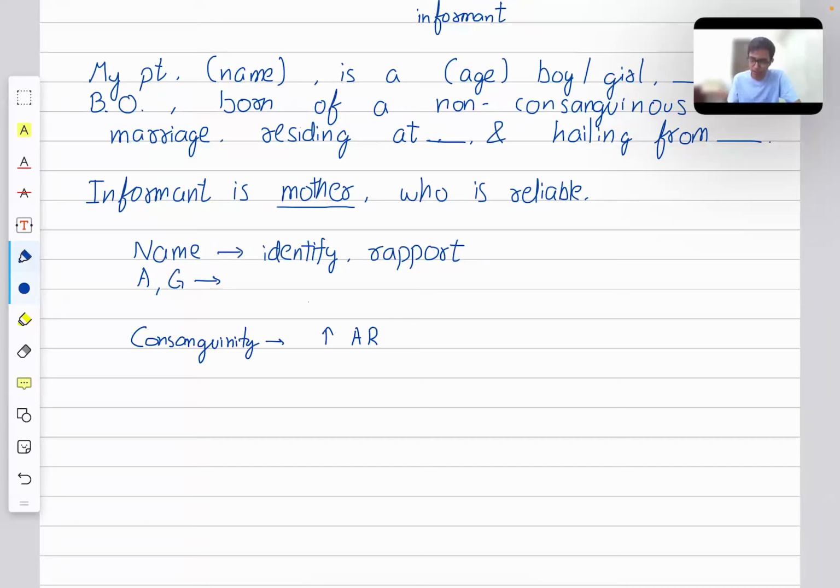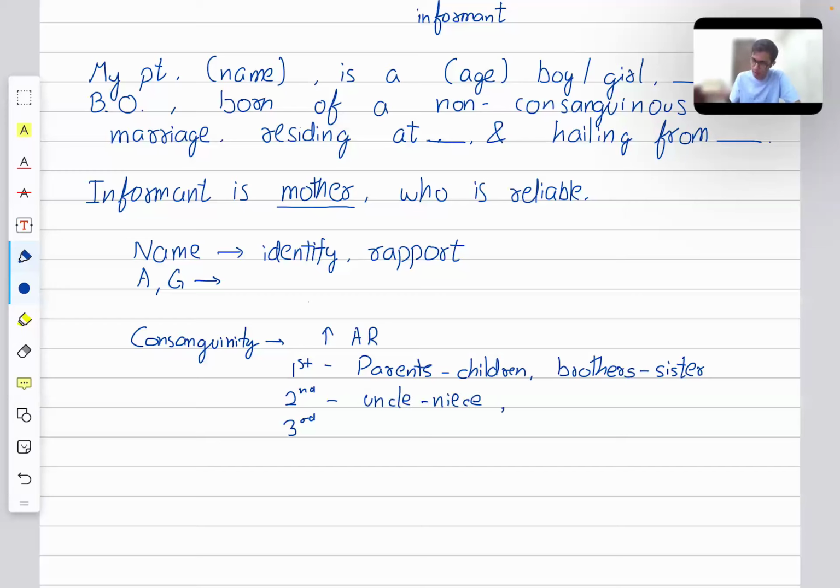What are the degrees of consanguinity? A first degree consanguineous marriage would be between parents and children or between brothers and sisters. A second degree consanguineous marriage would be uncle, niece, or aunt, nephew. The most common one is the third degree consanguineous marriage, which is between first cousins.